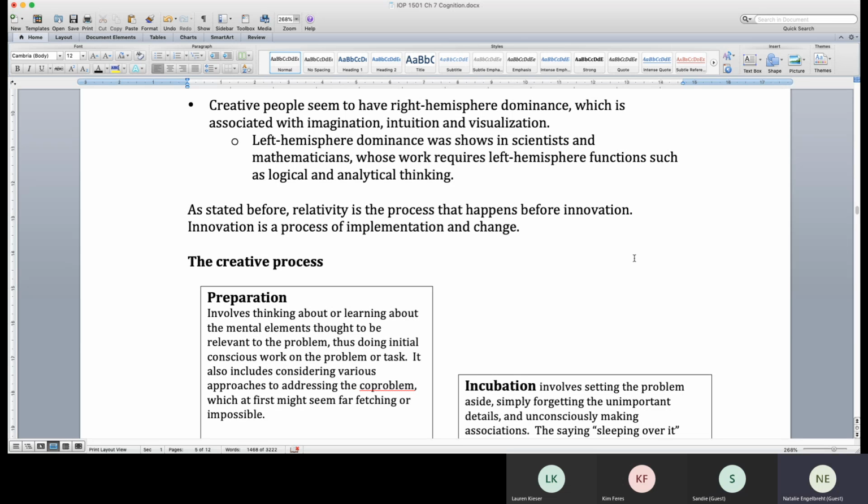It is more environment. In one of the chapters, I think it was probably in IOP1501, there was research done, and this behaviorist said, give me a group of children and I will take them and put them in an environment and I will create a group of accountants.